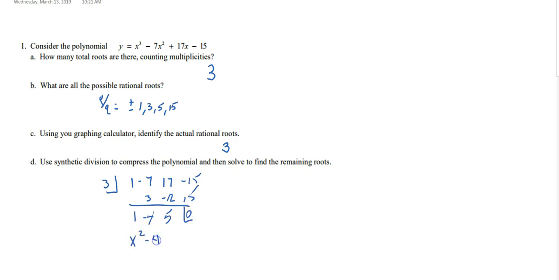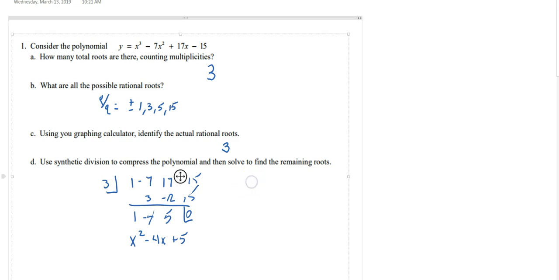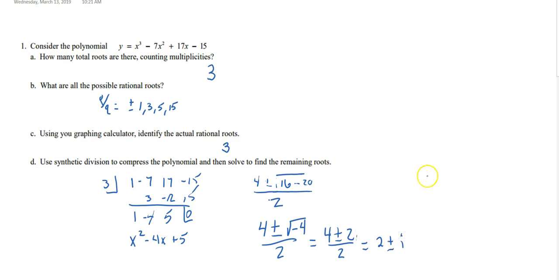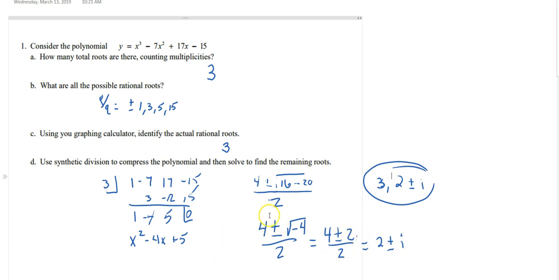So then I'm left with x squared minus 4x plus 5. Now that can't be factored, so I have two options. I can either complete the square or I can use the quadratic formula. So if I want to use the quadratic formula, I would get 4 plus or minus the square root of 16 minus 4 times 5, so minus 20, over 2. So then that's going to give me 4 plus or minus the square root of -4 over 2. That's going to give me 4 plus or minus 2i over 2, which is going to give me 2 plus or minus i. So my actual roots then are 3, because I knew that from the calculator, and also 2 plus or minus i. All right, so those are the roots. So the calculator helped me narrow down my list.